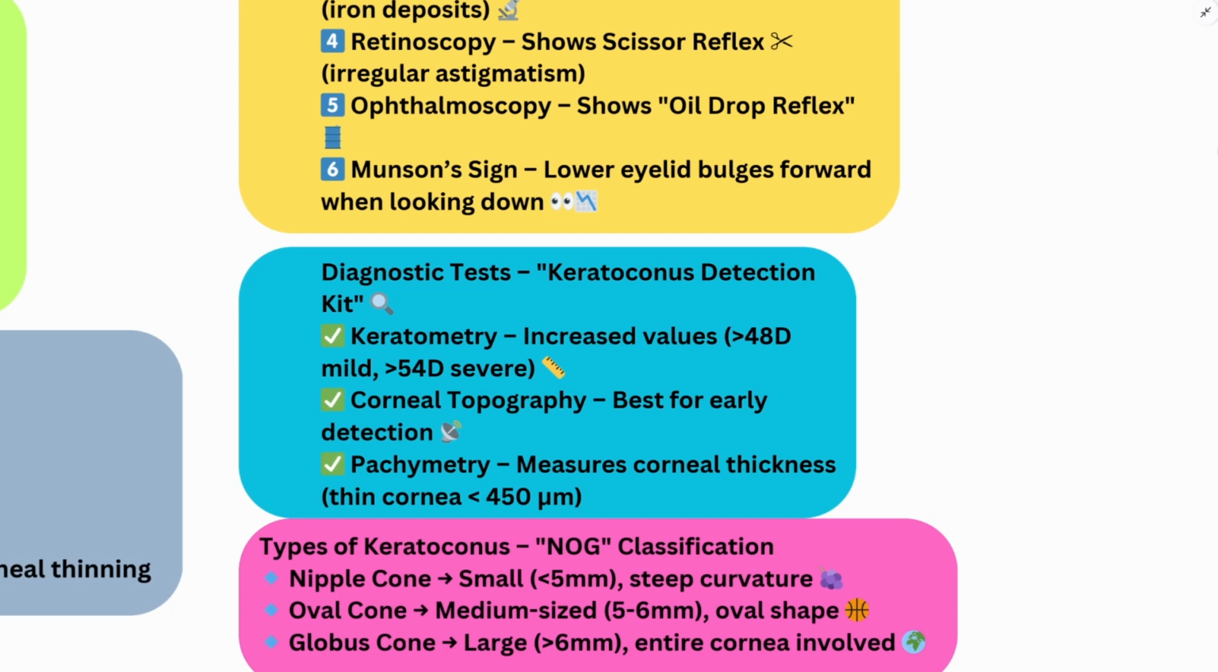Next one, diagnostic tricks: keratometry, corneal topography, and pachymetry to know the corneal thickness. Okay, and the types of keratoconus are also important. It is nipple cone, which is small with steep curvature, oval which is medium, and globus cone which is large.